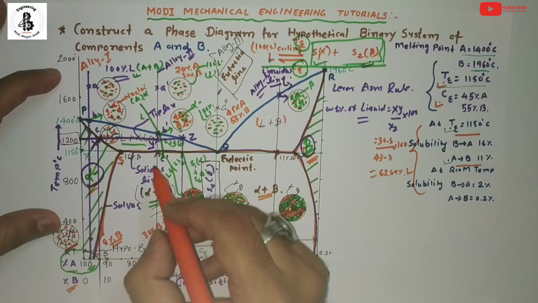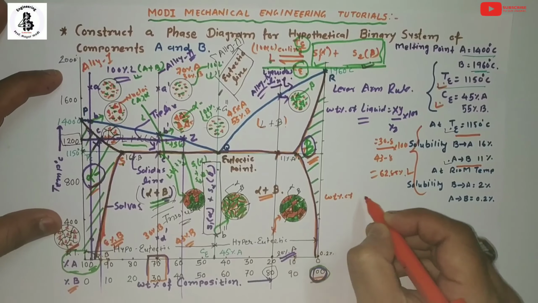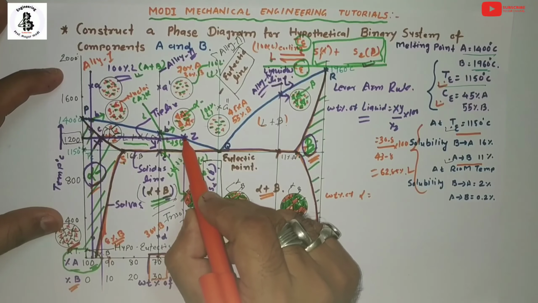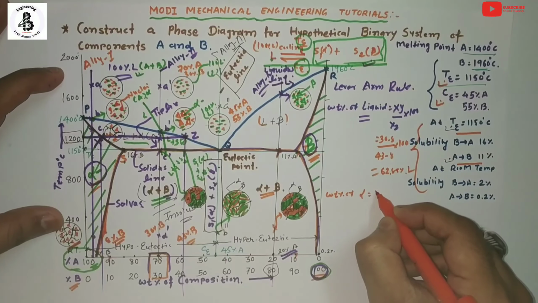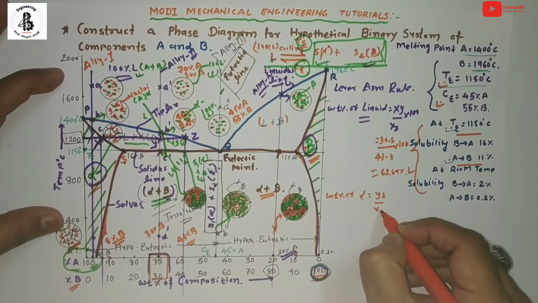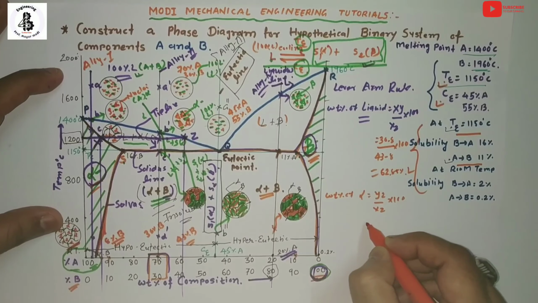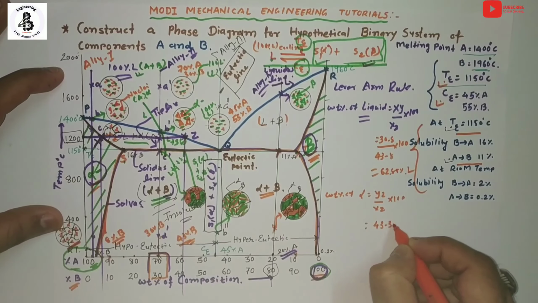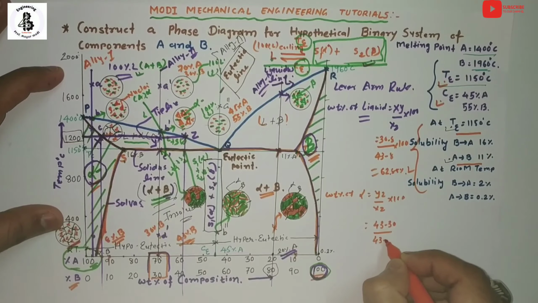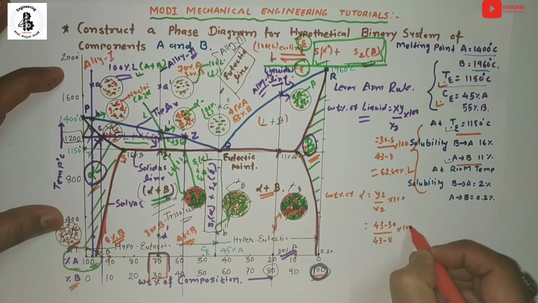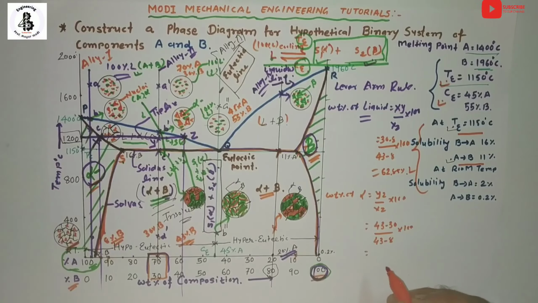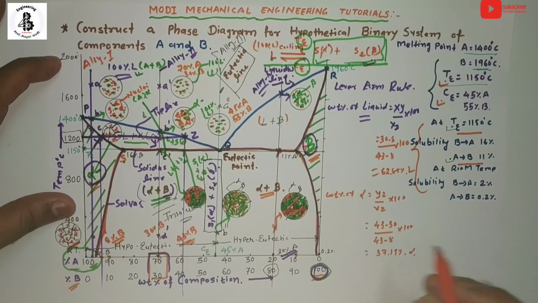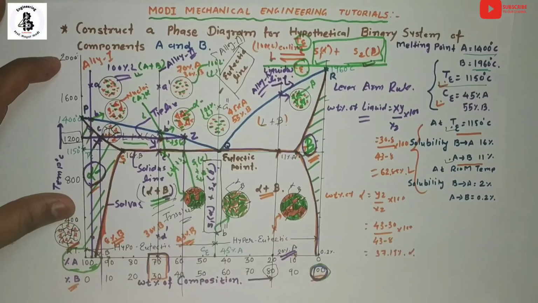So if you want to find the weight percentage of alpha, you take the side which intersects the liquidus line, that will be point Z. So YZ divided by XZ into 100. For YZ it will be 43 minus 30 divided by 43 minus 8 into 100. So it will be almost 37.15% of alpha present at point Y.